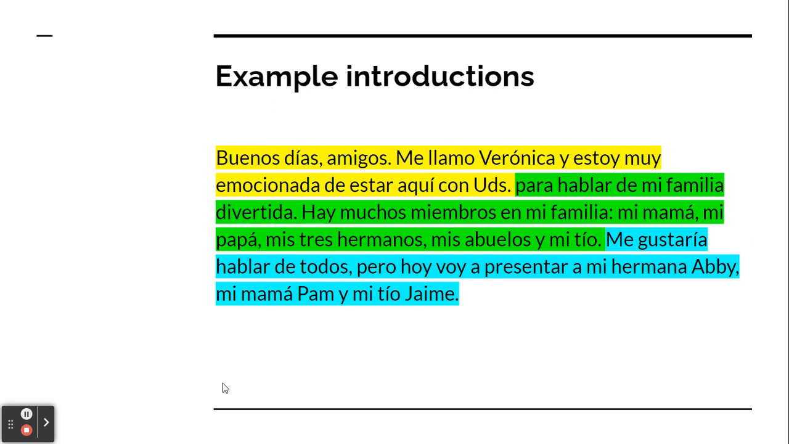Hay muchos miembros en mi familia. Mi mamá, mi papá, mis 3 hermanos, mis abuelos y mi tío. And then in the last sentence, we go to what we're going to be doing for the presentation. Me gustaría hablar de todos, pero hoy voy a presentar a mi hermana Abby, mi mamá Pam y mi tío Jaime. At this moment, if you want to pause on either this introduction example or the previous example, do so and focus on writing your introduction.